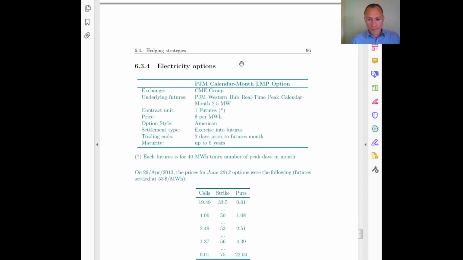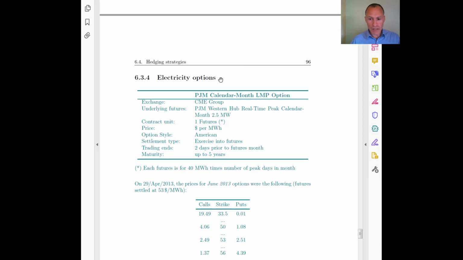So finally, electricity markets. We also saw before futures on electricity. We looked at one particular future, which was the PJM futures, and now there is an option on that futures as well. Okay, and these are the characteristics here.